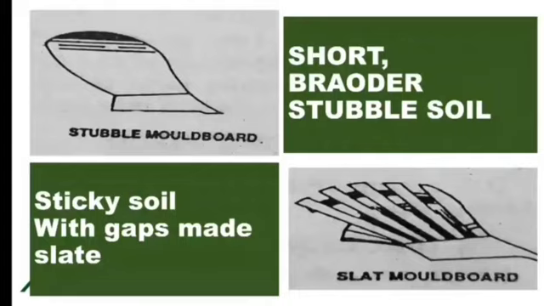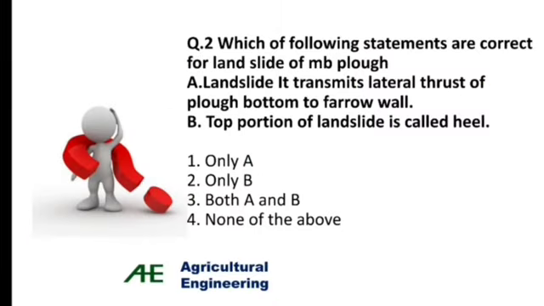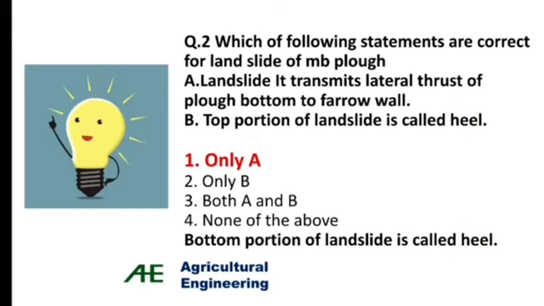So sorry, the top portion of the landslide is not called heel. It is the bottom portion of the landslide. It is the end portion of the landslide which is called heel. So here only option A is correct. Landslide transmits lateral thrust of the plow bottom to the furrow wall, and the last portion, the end portion of the landslide, is called heel.